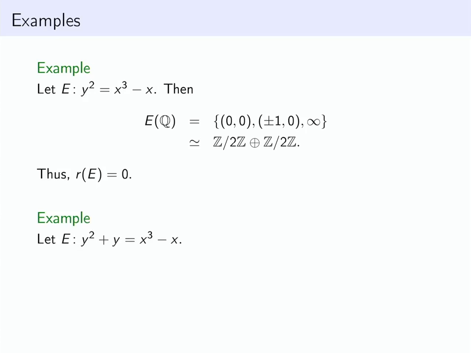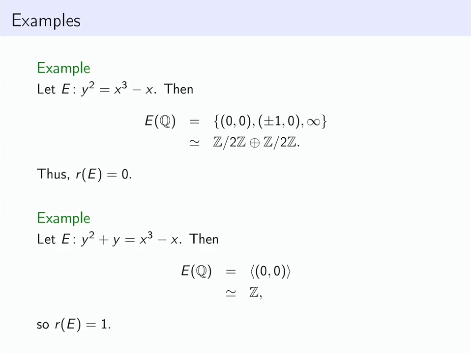You could also look at a slightly tweaked version of this equation: y squared plus y equals x cubed minus x. Once again, it's pretty easy to spot at least one rational point on this. The point (0, 0) is certainly on here. But it turns out that by adding this little bit of plus y, suddenly (0, 0) is no longer torsion. In fact, it generates an infinite cyclic subgroup, and that is actually equal to the full group of rational points. So here's an example where the rank is equal to 1.